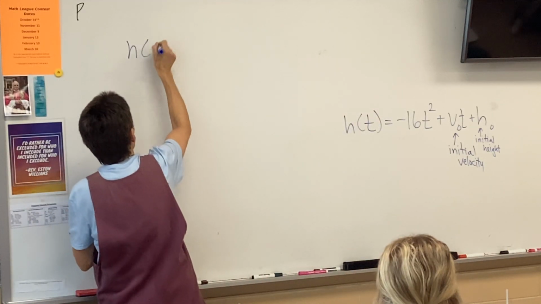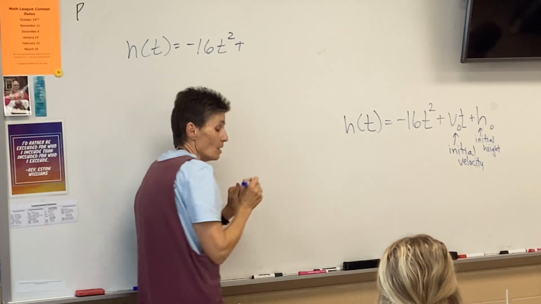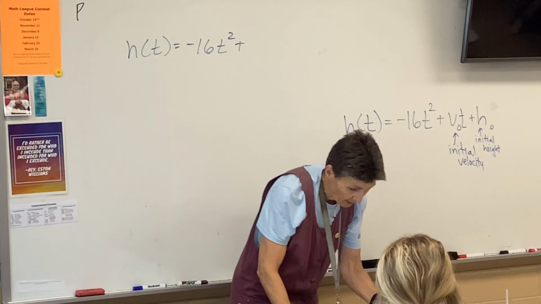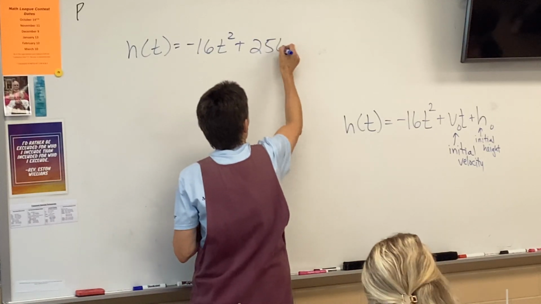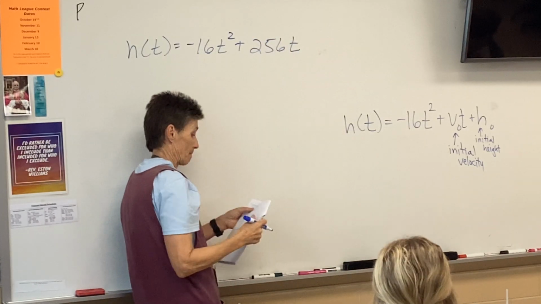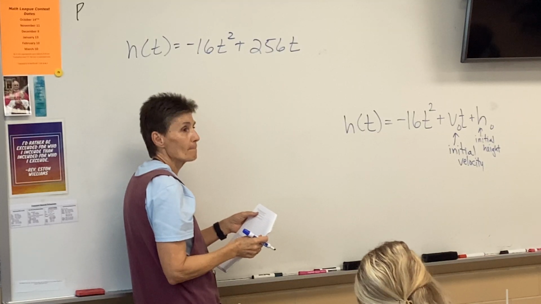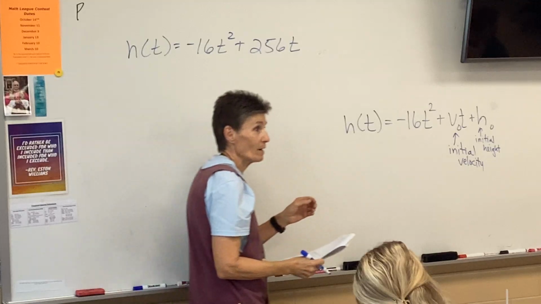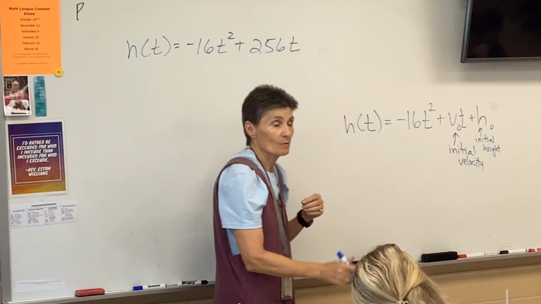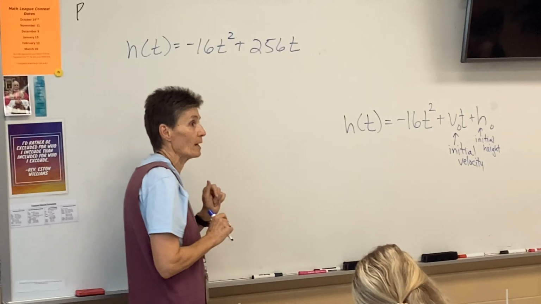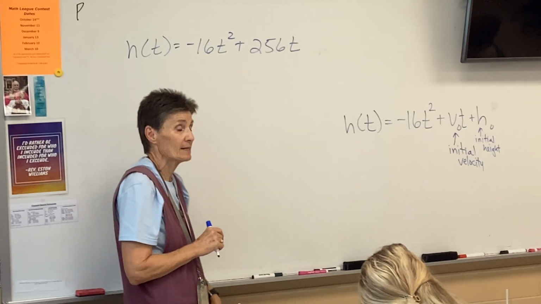So our height above the ground is going to be negative 16t squared plus what? What is our initial velocity? 256t. What is our initial height? 0. Because where did this thing start? On the ground. So the initial height is 0. I'm not even going to write it down because I don't like writing 0 there. But that's what the initial height is.